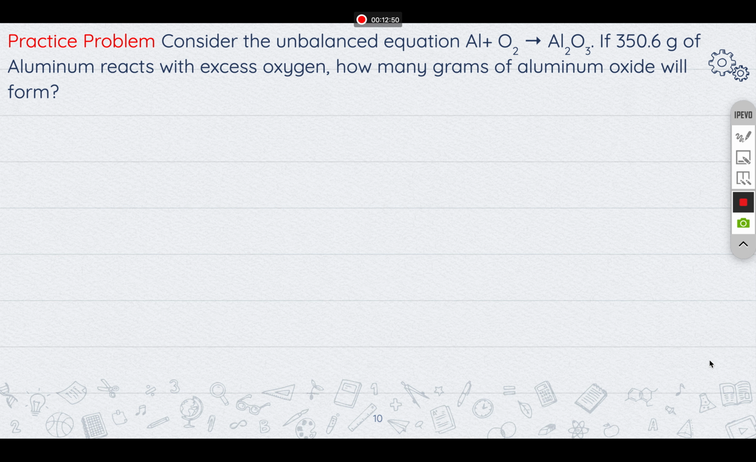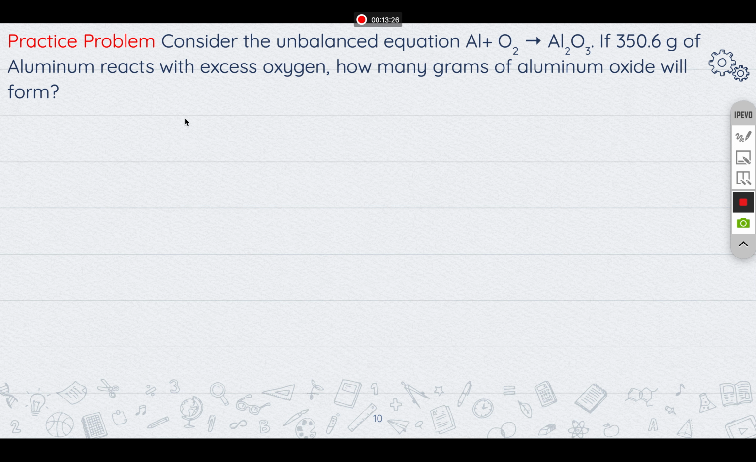All right, so let's do a problem so that we make sure that we know what we're doing. This problem says you have an unbalanced chemical reaction right here. If you have 350.6 grams of aluminum that reacts with excess oxygen. What it means by excess oxygen is you have an unlimited amount of oxygen. So for instance, if I tell you I need you to bake a cake and I have 2 eggs, but I have unlimited flour, then you don't care about the flour. You're only going to really focus on the eggs because that's the one that's going to determine how many cakes you're going to make.